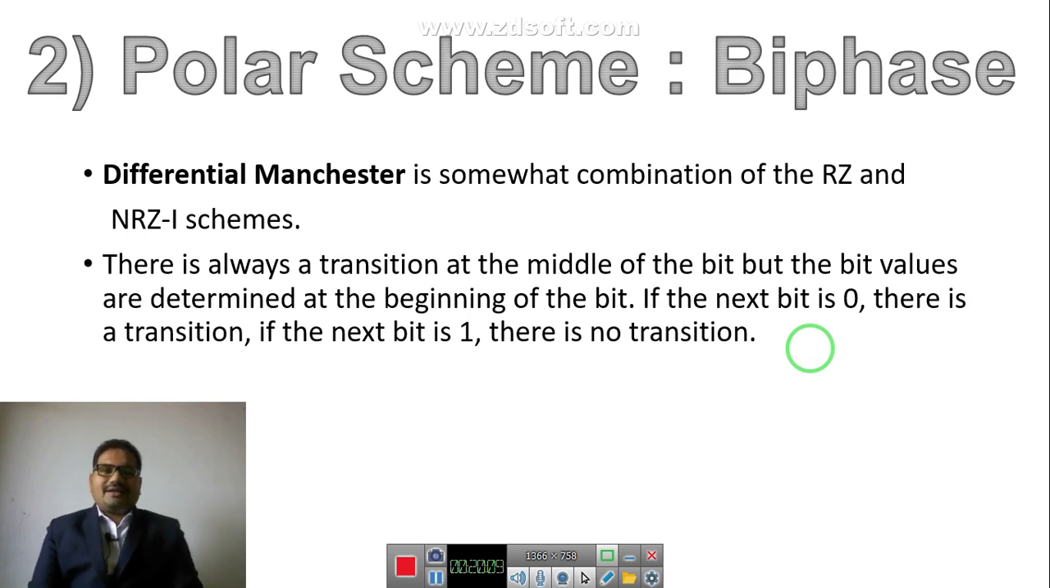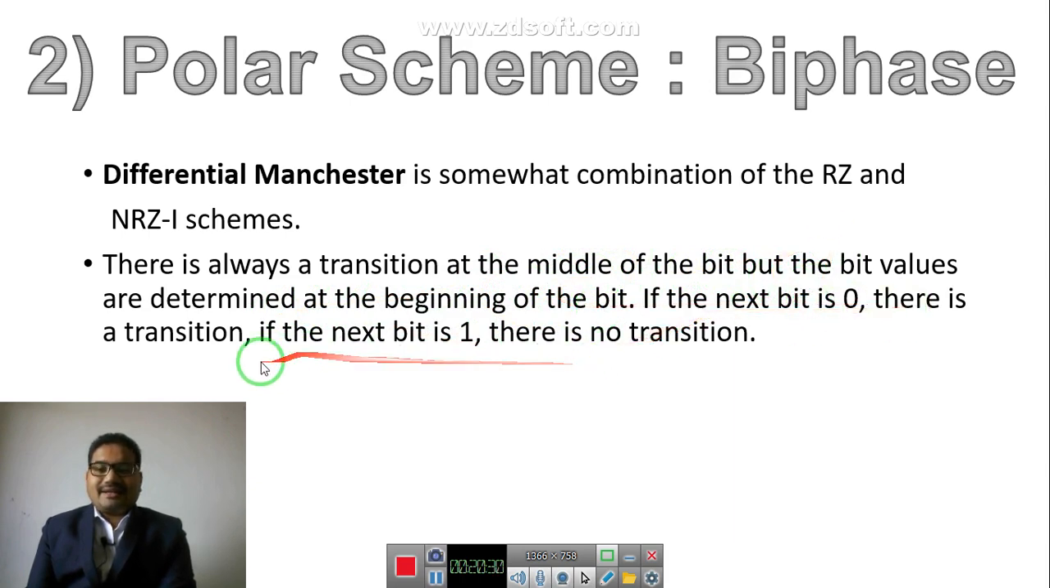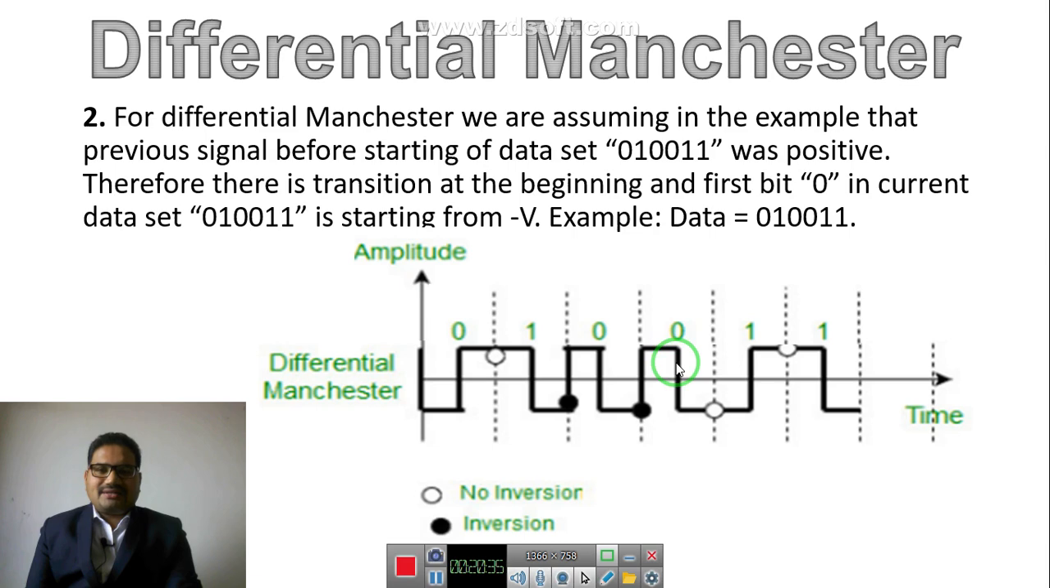Now there is another one that is called what? Differential Manchester. It is somewhat a combination of the RZ and NRZ-I schemes, that is inversion. So there is always a transition at the middle of the bit, but the bit values are determined at the beginning of the bit. So if the next bit is 0, then there is a transition, and if the next bit is 1, there is no transition.